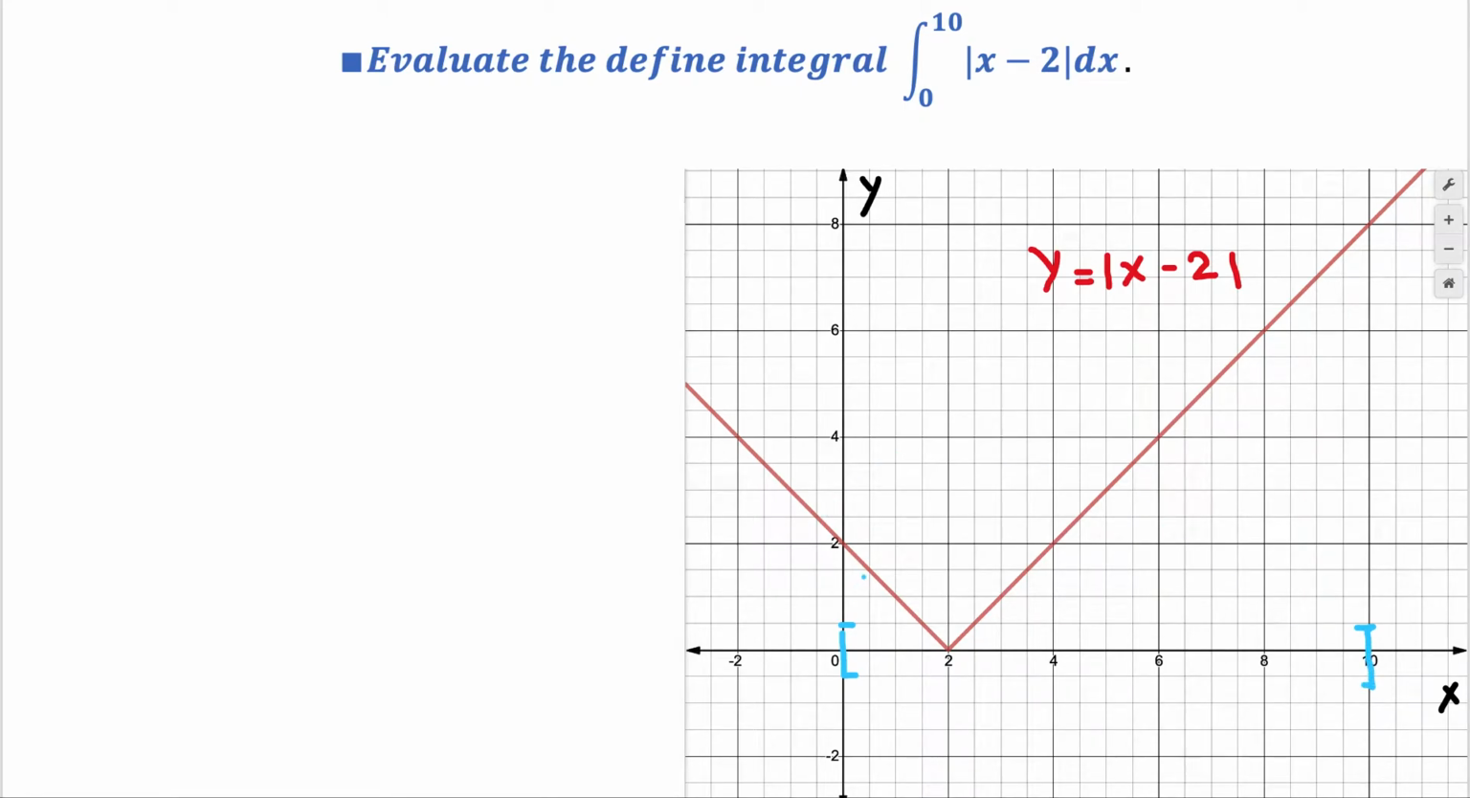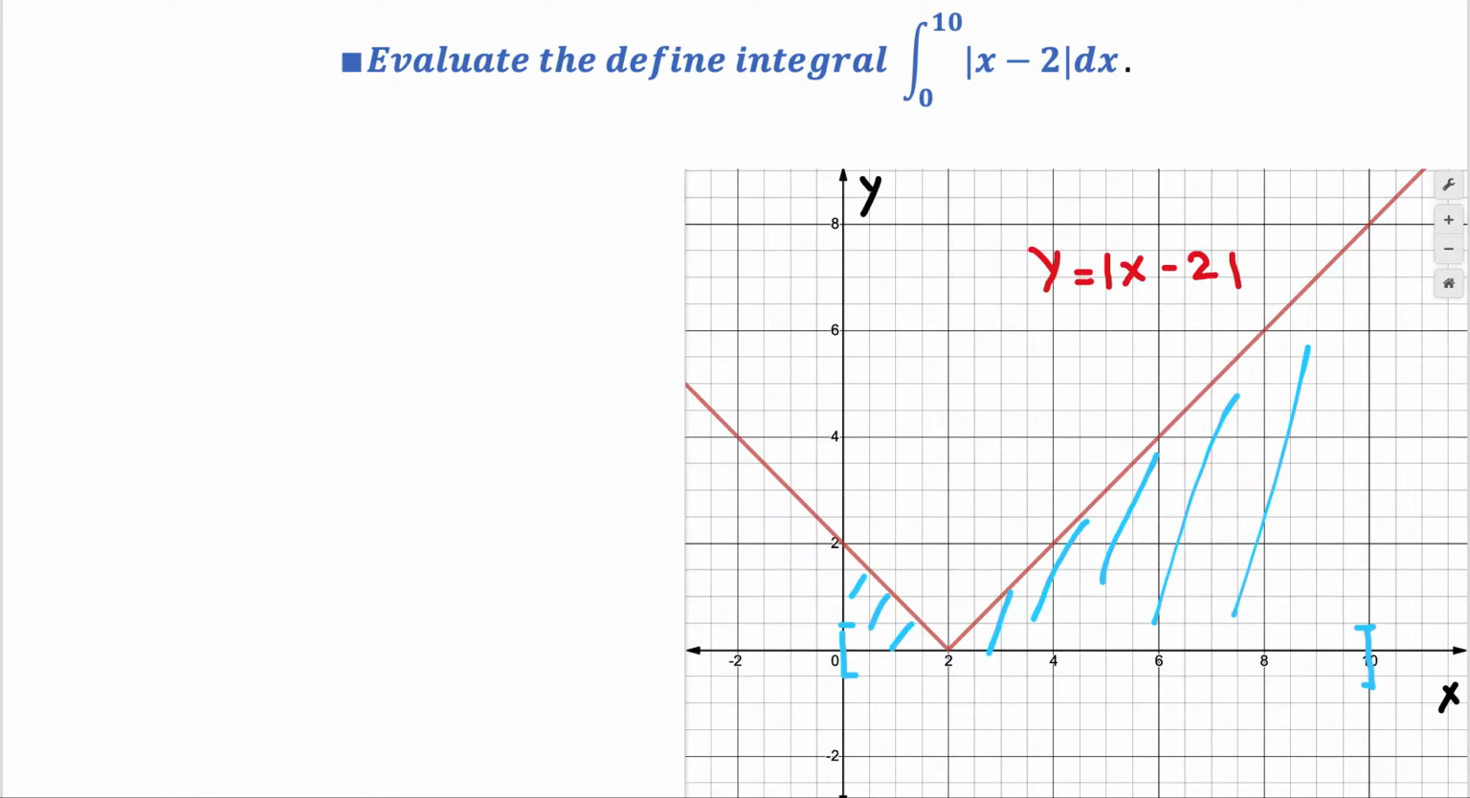this line. What is the surface area from here? This is shaded, so this is the shaded area. What I'm trying to find here is from 0 to 10.